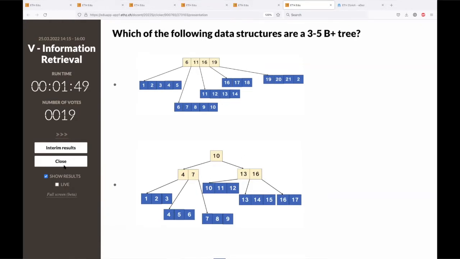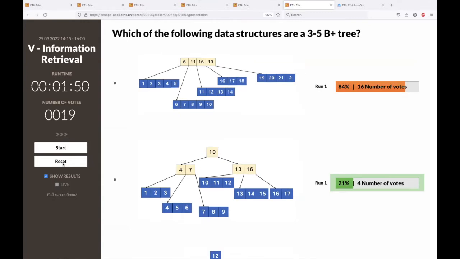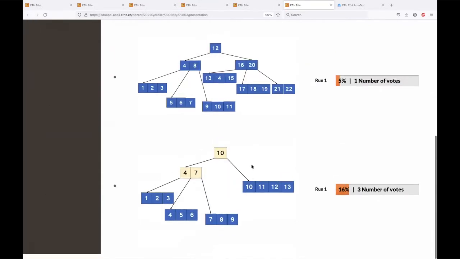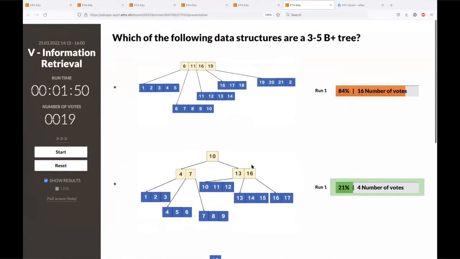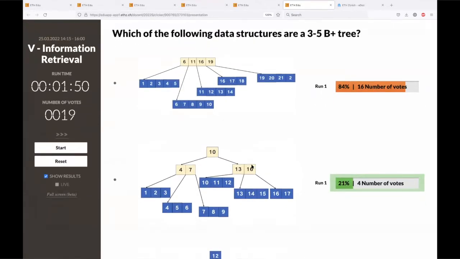Let's see what you did. So, aha, very, very interesting. So the majority is not correct. So that's very interesting. So let's have the discussion. Let's start with the first one. Can anybody tell me why the first answer is not a 3-5 B+ tree? We have a hand microphone in the lecture hall, and you can raise your hand if you're on Zoom, or you can also write on the Zoom chat if you prefer.